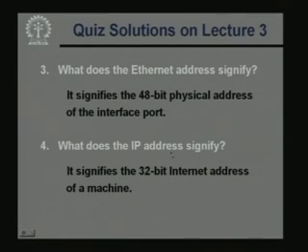What does the IP address signify? Well, an IP address signifies the 32-bit internet address of a machine. I mentioned that a computer can have several addresses: an Ethernet address at the level of the physical and data link layer, and an IP address at the level of the network layer. So, the network layer protocol only looks at the IP address portion.